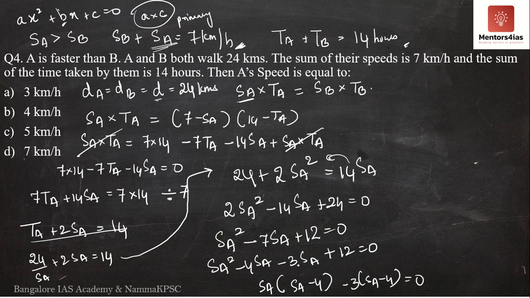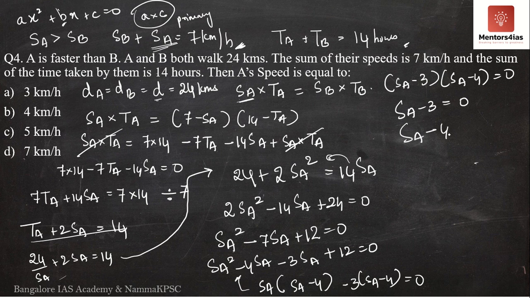So if you open the bracket, you will get the very same equation. Now I'll take SA minus 4 common entirely. So what are we left with? We are left with (SA minus 3) into (SA minus 4) is equal to 0. Meaning either SA minus 3 is equal to 0 or SA minus 4 is equal to 0. So what does this say? SA is equal to 4 kilometers per hour or SA is equal to 3 kilometers per hour.